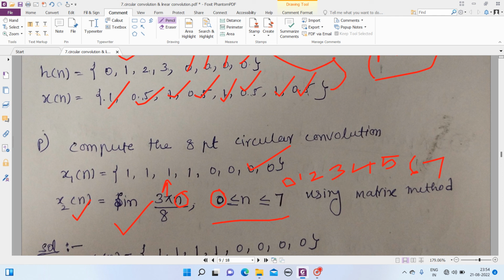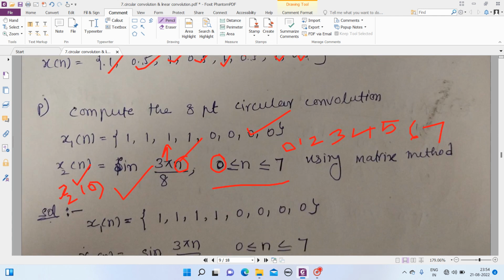Without a calculator, you can't solve the problems of DSP. Please keep one calculator along with you. Then only can you easily solve the problem within a short duration. So just substitute the value of n first. You have to calculate the x of 0 value. I will show for this value. Just apply the n value as 0. You know very well that sine of 0 is 0, right? We'll get that value.